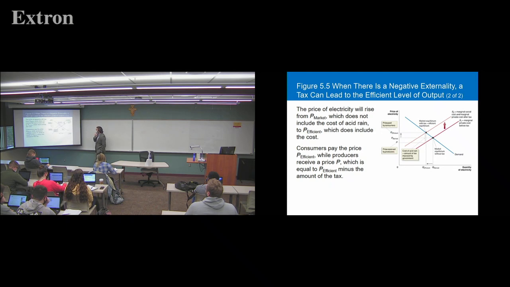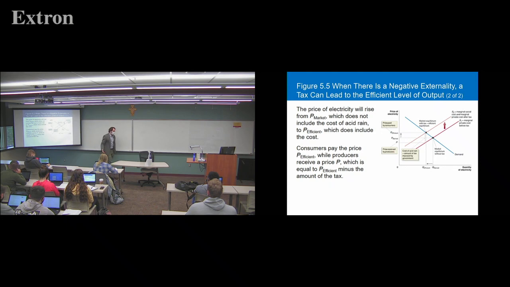But while consumers pay that higher price, we end up with a lower price being received by producers because they have to pay that tax. The difference between the efficient price and the price received by producers is going to be the amount of that tax. To get that price, you just trace down from the efficient quantity, where the supply curve that takes into account the social cost crosses the supply curve of the private cost for the firm. That's the amount of tax imposed by government, and that's what the government is going to collect in taxes.